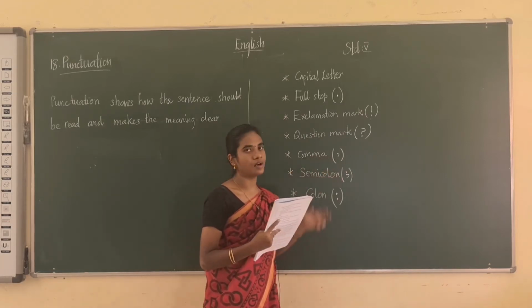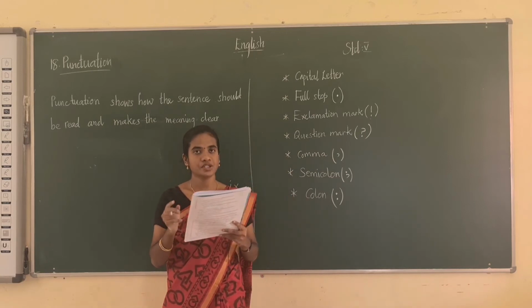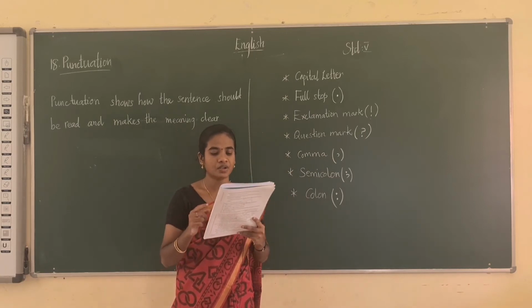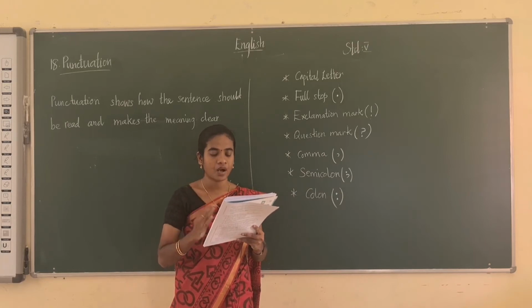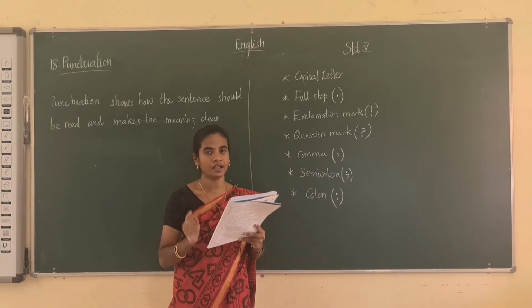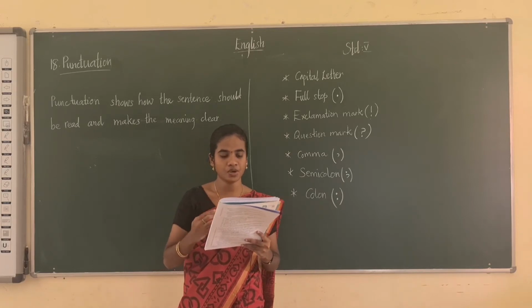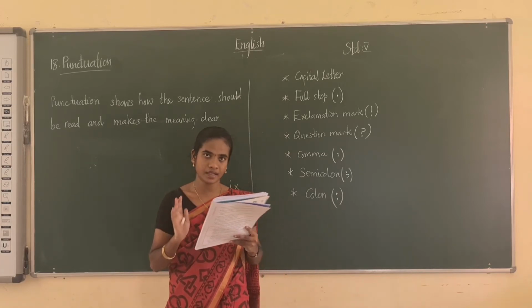Okay, so this is the symbol of the comma. Okay, a comma is used to separate words or a group of words in a sentence. So in a sentence, if you want to separate a word or a group of words, you have to put a comma. We already do this, no? To separate words we use the comma.